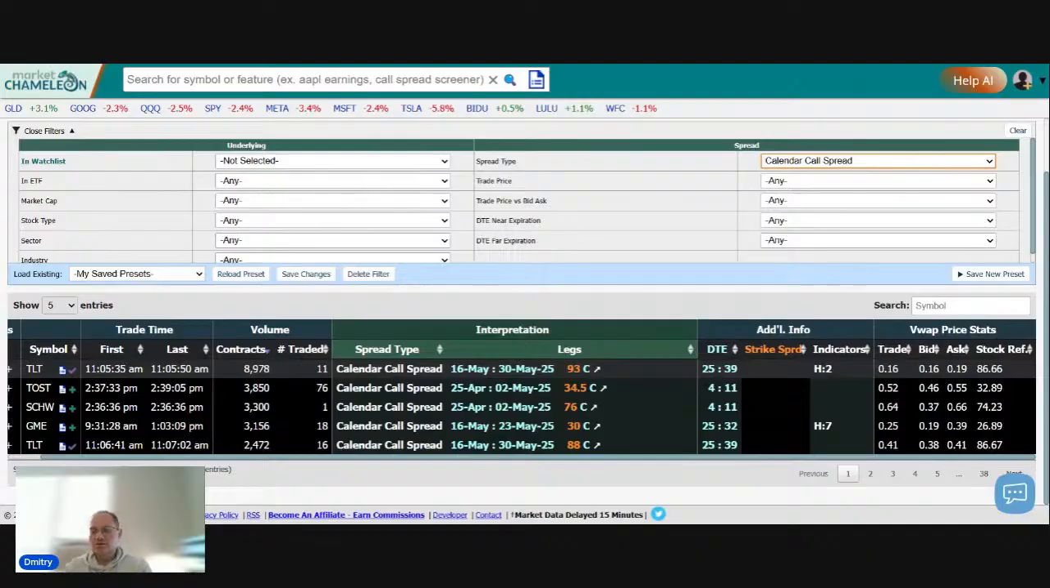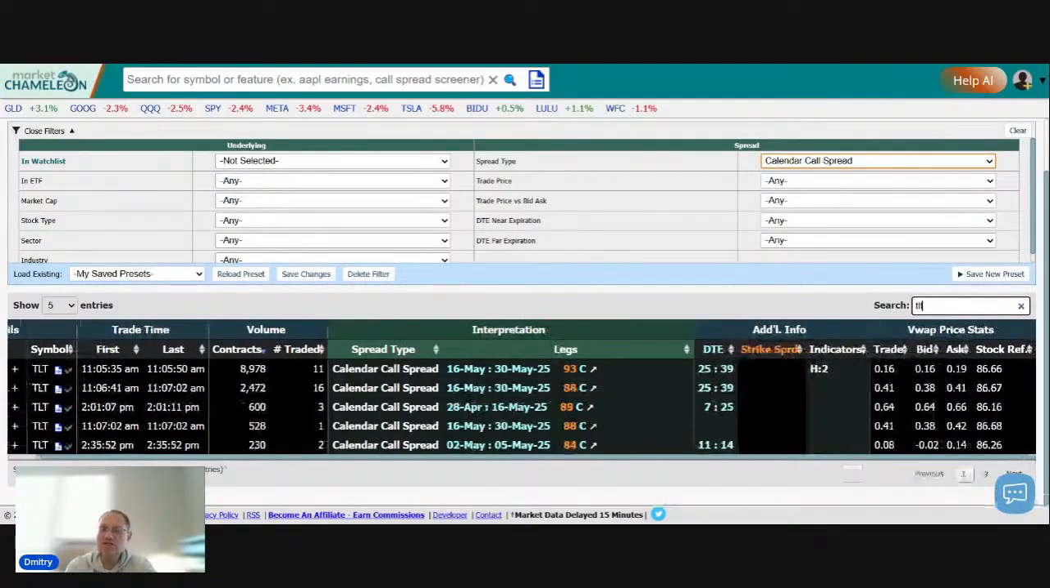Let's say we were interested in all the TLT spreads. Maybe not only this, but what else is happening? So we could go into the search box and just type in the symbol TLT. And now we have calendar spreads, because keep in mind, this filter up here is still set to calendar call spread, but now I added another in the search, symbol TLT. So now I have all the TLT calendar call spreads. If that's all I'm interested in, I could just do it this way.